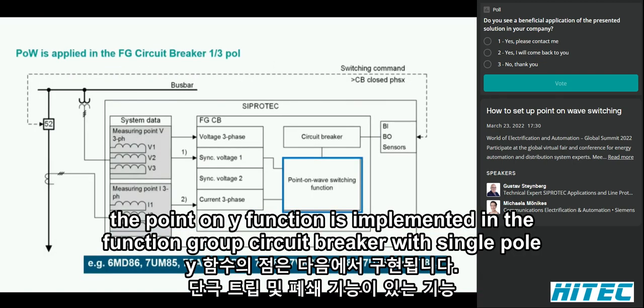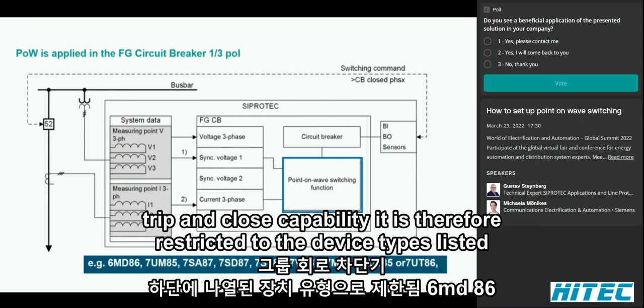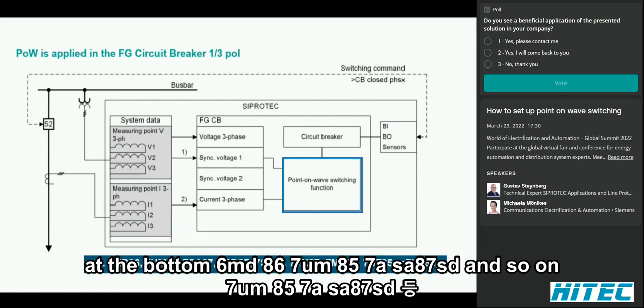The point-on-wave function is implemented in the function group circuit breaker with single pole, trip, and close capability. It is therefore restricted to the device types listed at the bottom: 6MD86, 7UM85, 7SA87, 7SD87, and so on.